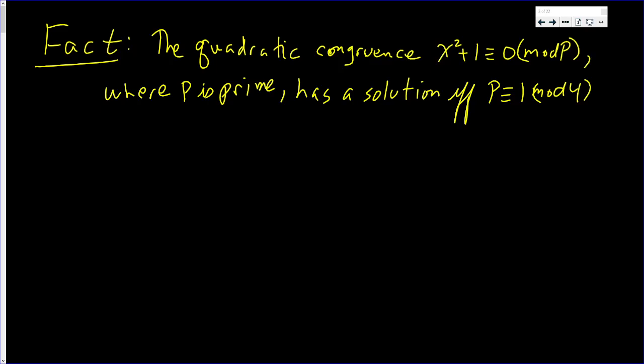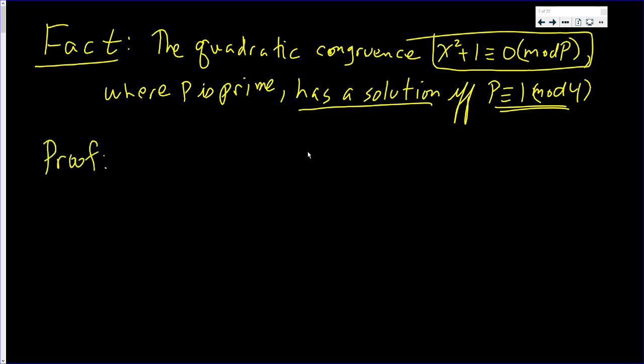In this video, we're going to prove the following fact. The quadratic congruence x squared plus 1 is congruent to 0 mod p, where p is prime, does have a solution if and only if p is congruent to 1 mod 4.